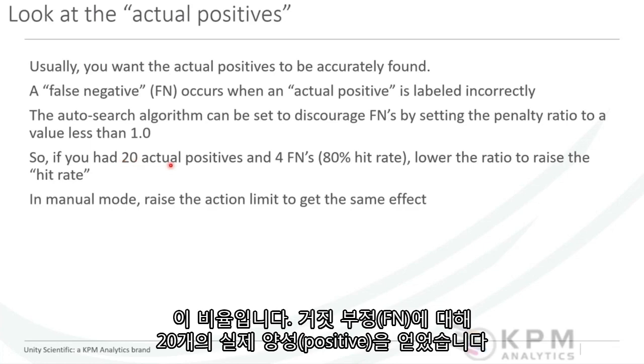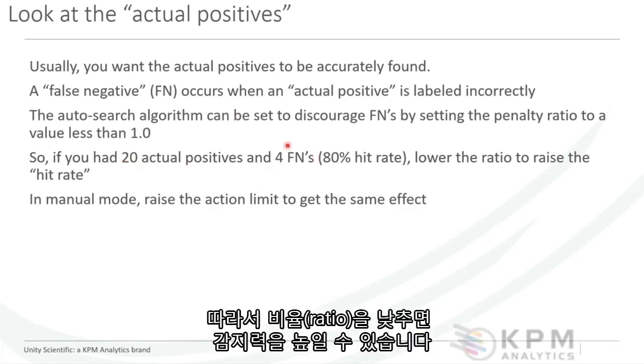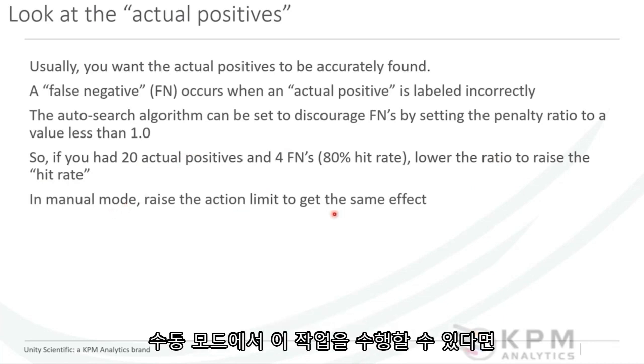Okay? If you've got 20 actual positives and 4 false negatives, so samples that slip through, you can lower this ratio to increase your detections. And again, you can do this also in manual mode by raising the limit.